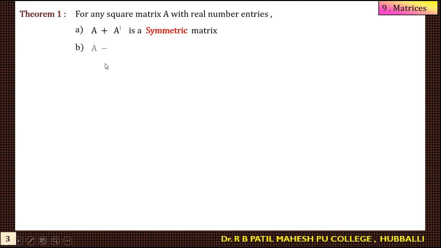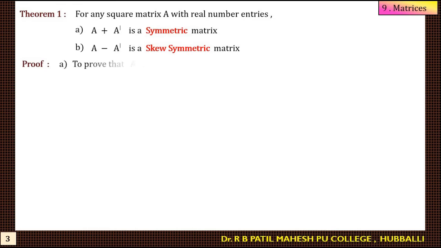And second one, A minus A dash is a skew symmetric matrix. If we take the subtraction, then that subtraction matrix becomes a skew symmetric type. This is true for any square matrix. Let me prove this theorem.